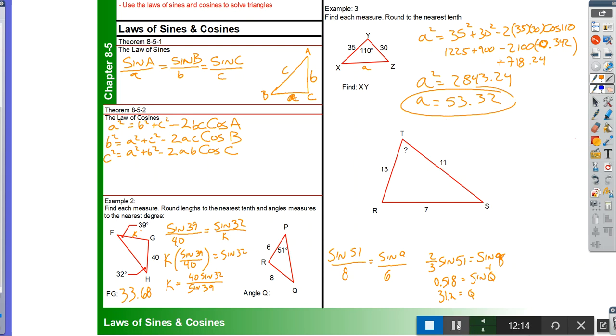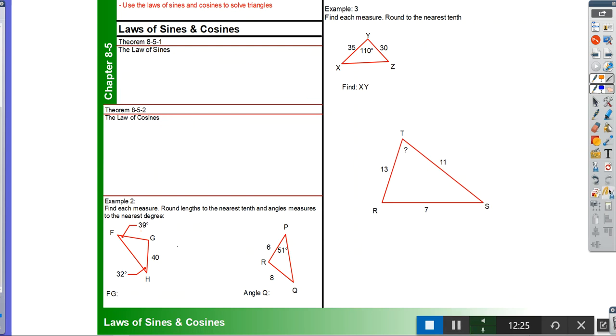All right. Our last example, we have a missing angle. Of course we have a missing angle. And that angle is opposite, but I don't have any other angles, so I can't use the law of sines. I'm really stuck with the law of cosines. So I know that 7 squared is equal to 13 squared plus 11 squared minus 2 times 13 times 11 times the cosine of t.